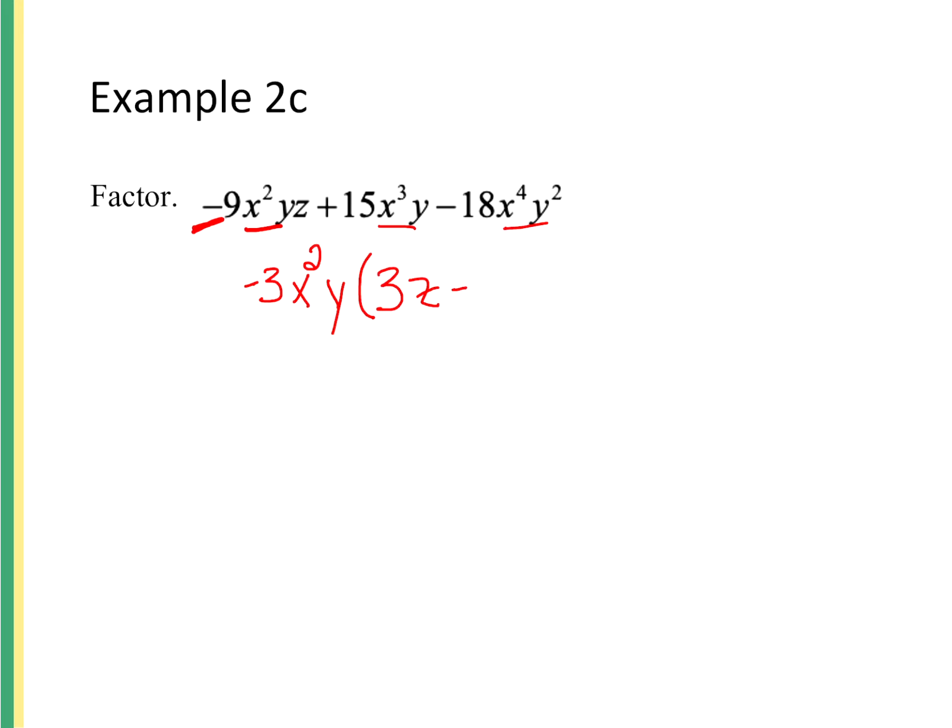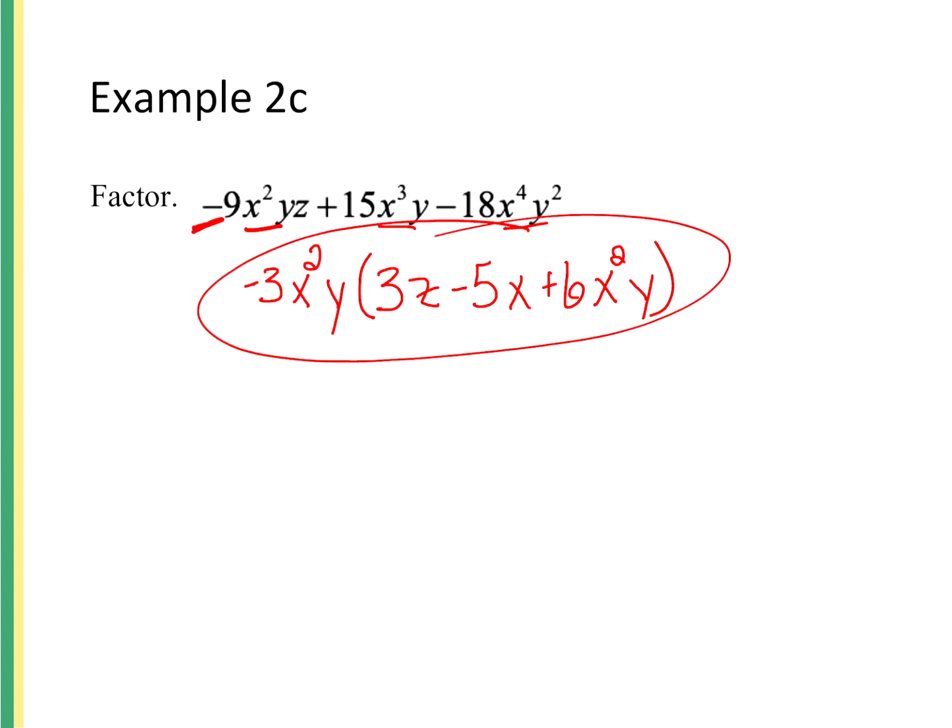Minus 15 divided by -3, so 5. With just the x, the y and 2 of the x's are gone. And -18 divided by -3 makes it a +6. And what do I have left for variables? X squared y.